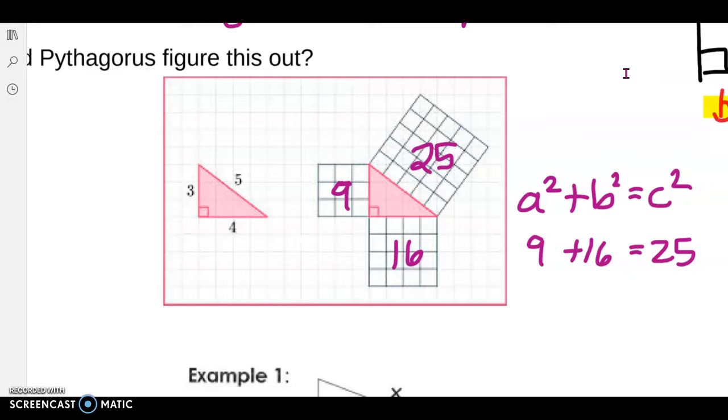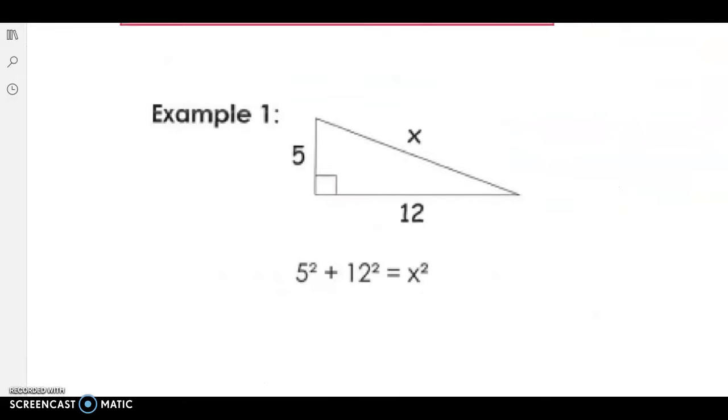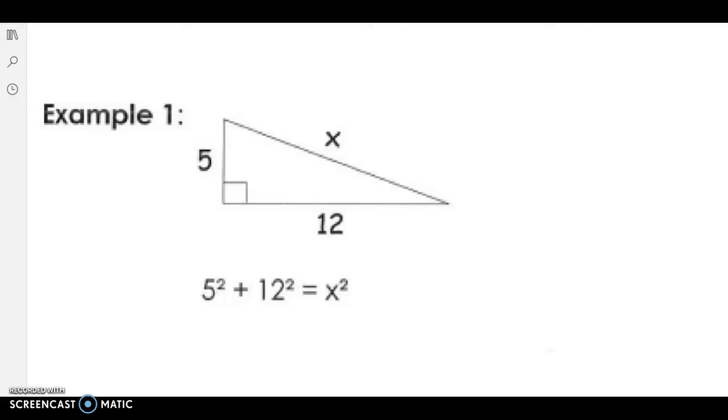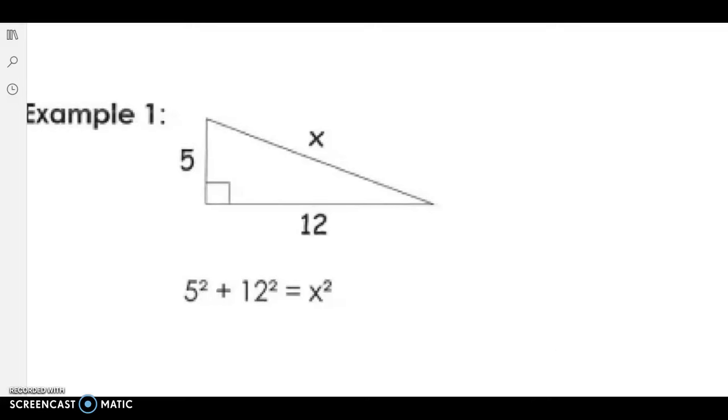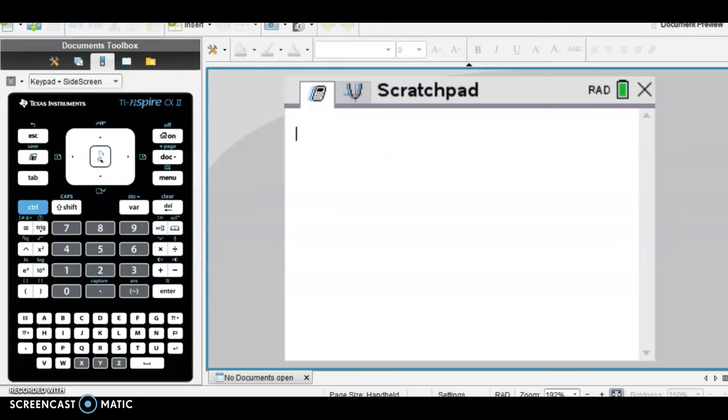So let's go ahead and look at example number 1. Make sure, guys, that you're listening to this video and taking excellent notes. So the side that's missing here is x. We don't know the hypotenuse. So it's important to label each of your pictures. So the two legs are A and B, and the hypotenuse then would be C. So you can see the equation already set up for you. 5 squared plus 12 squared equals x squared. So let's find out what this is here. What is 5 squared plus 12 squared? We can use our calculator.